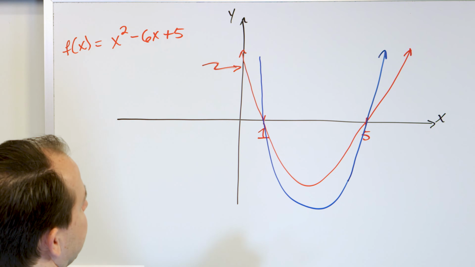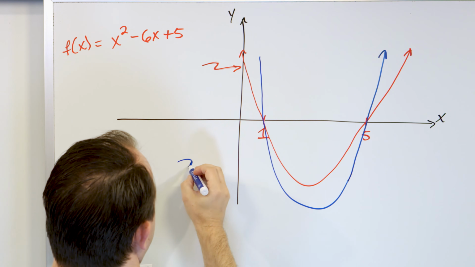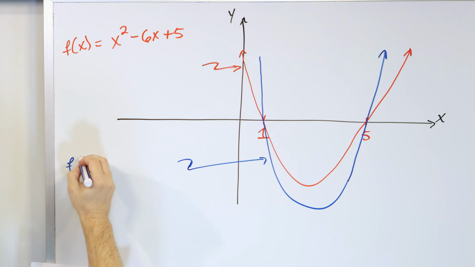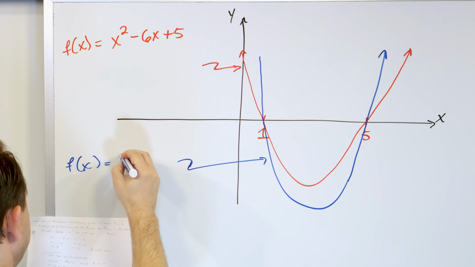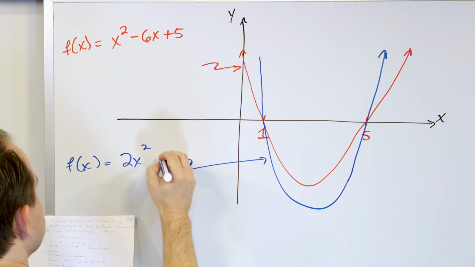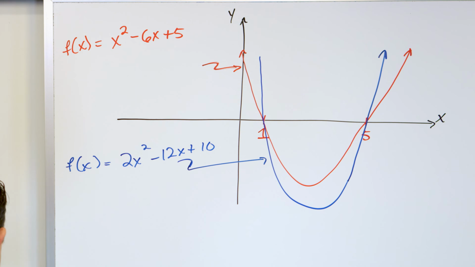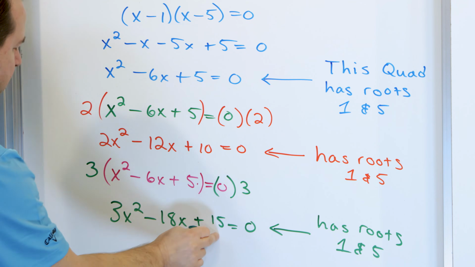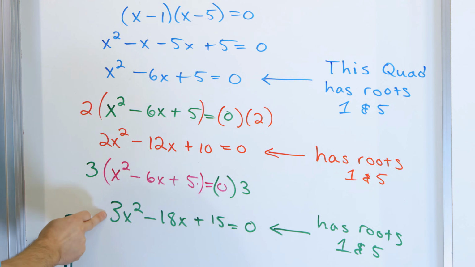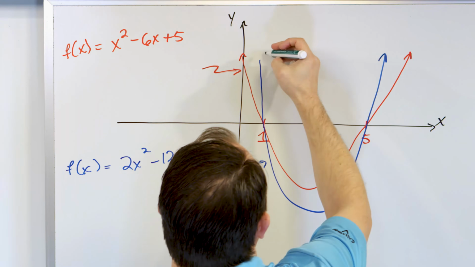Let me just double check where I'm going to write it. I guess I'll do it here. The second one will be f of x equal to 2x squared minus 12x plus 10. So blue goes with blue. And as you might guess, the third one was 3x squared minus 18x plus 15. There's a 3, so it's positive and opens up, but it's even more narrow than the previous one, and it has to have the same roots as well.